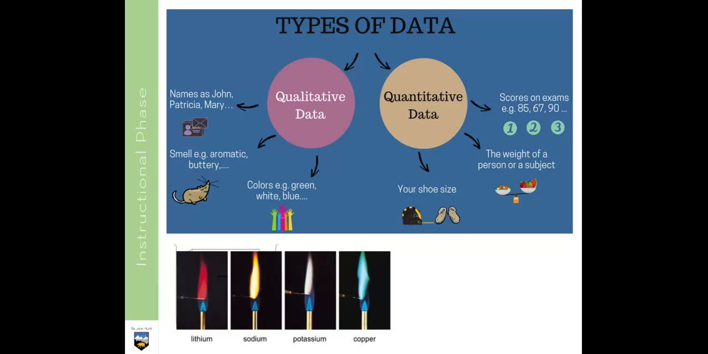Now, on the opposite side, we have quantitative data, quantitative, referring to quantity, how much. So this type of data can tell us how much of a metal ion is present, the concentration of that metal ion. So quantitative data is numerical data, data that can be measured with numbers and statistics.